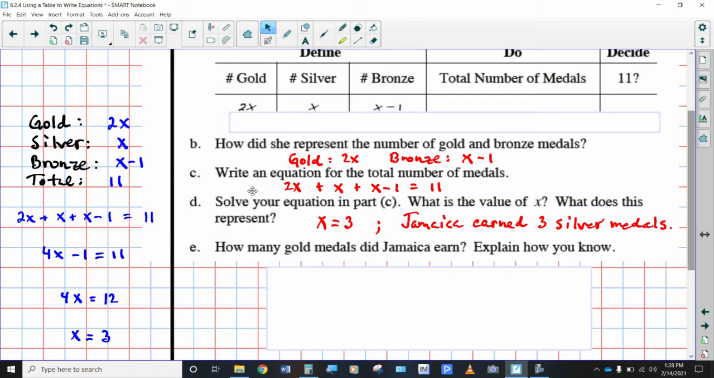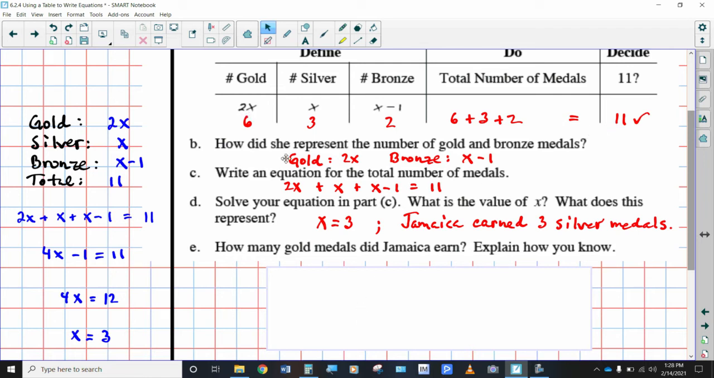Now, before we declare our answer, let's make sure that we check everything to make sure everything is correct. If the number of silver medals was 3, then the number of gold medals would have to be equal to 6, correct? Because there's twice as many gold as silver. And the number of bronze would be 3 minus 1, which would be 2. So when we go through all of this process, 6 plus 3 plus 2, is that equal to 11? Yes, it is. Now we can fully declare our answer.